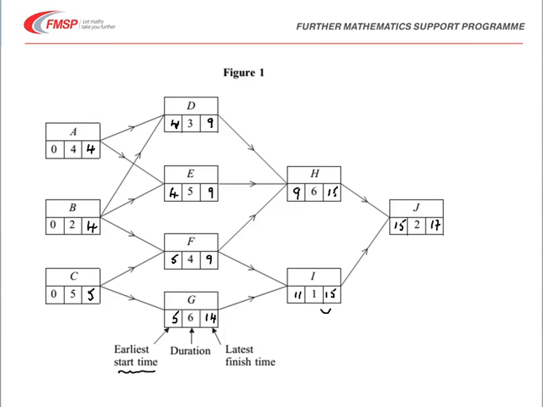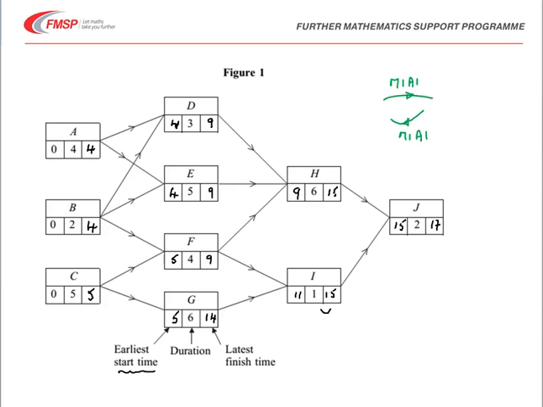Well, for those two parts of the question, there were method marks M1 and A1 for working through the forward path diagram, and likewise M1 and A1 for doing the reverse pass. The question now goes on and asks us to find the critical path.